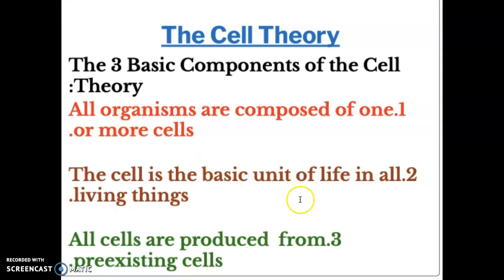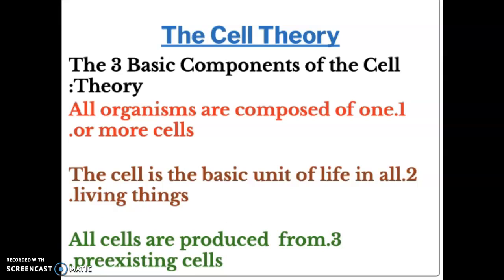Another part of the cell theory is that the cell is the basic unit of life in living things. So that's number 2 in our theory. So as I said, the cells can do different jobs for us. They help with reproduction, they help with growth and movement. And then the third part, which came from Virchow, where all cells are produced from pre-existing cells.